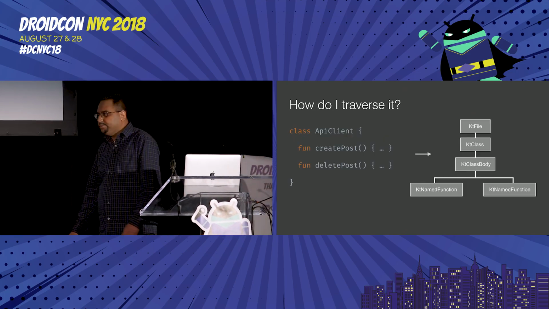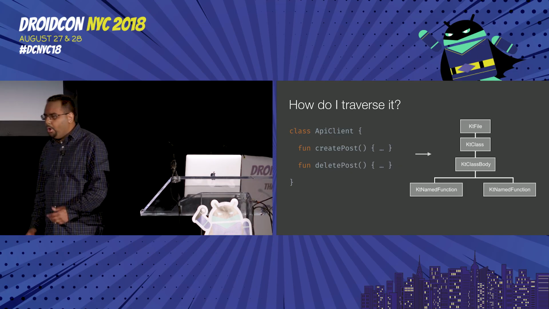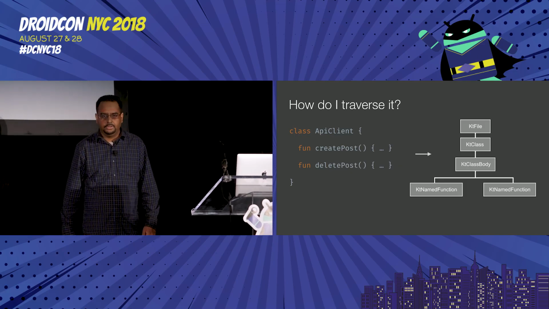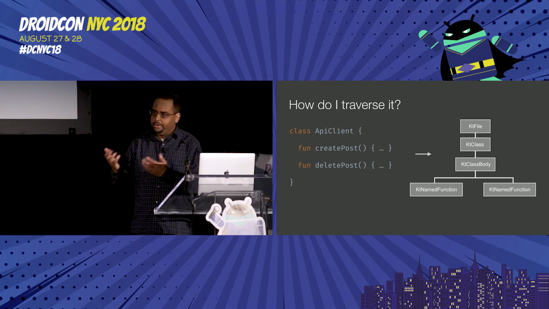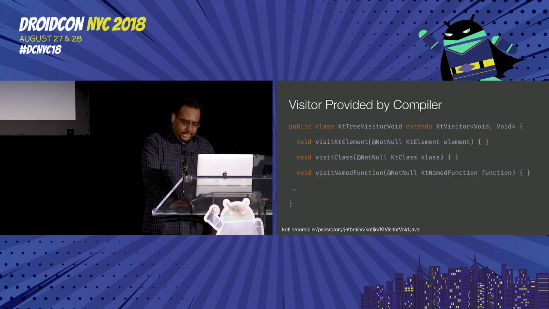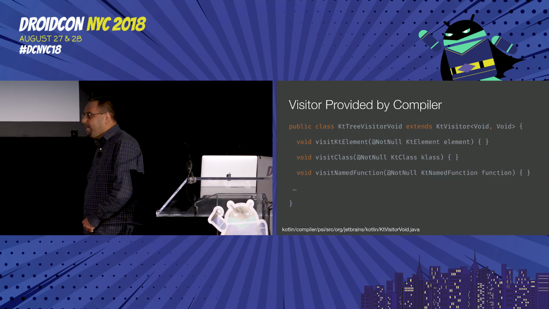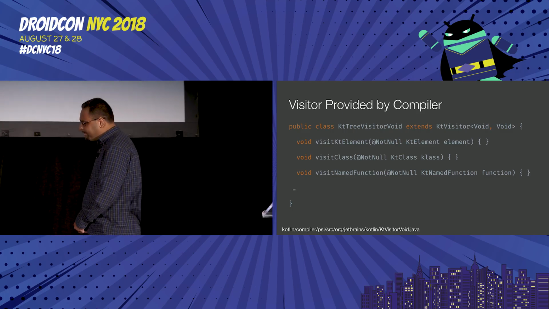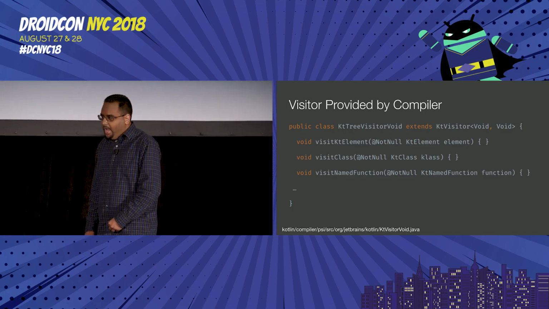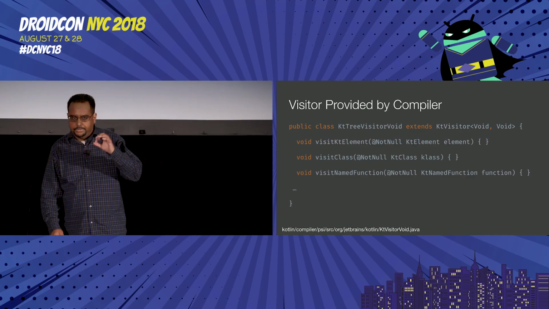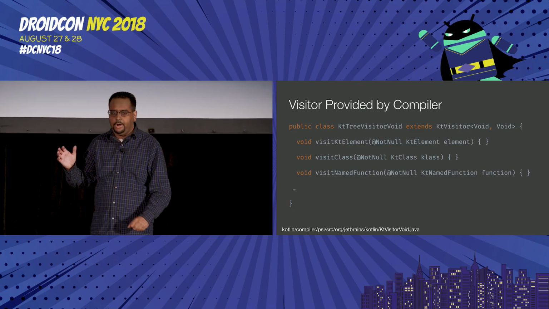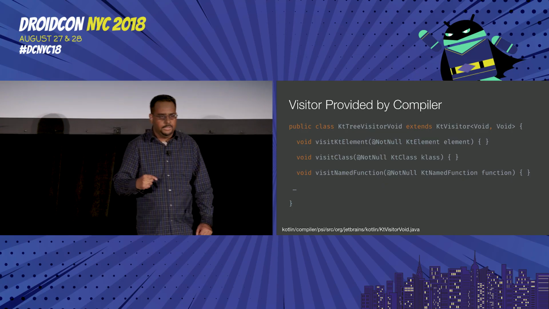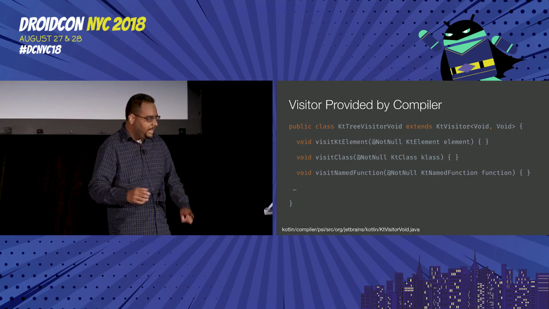How do you traverse this, and in what order do you traverse, bottom up or top down? You need to know that in order to understand when you go to write your own rules. So inside of the Kotlin compiler, there's a class called KtTreeVisitorVoid. It contains methods. Every time you traverse this tree from one node to another, each of these methods is going to get called, and you're going to hook into them and do some form of analysis.